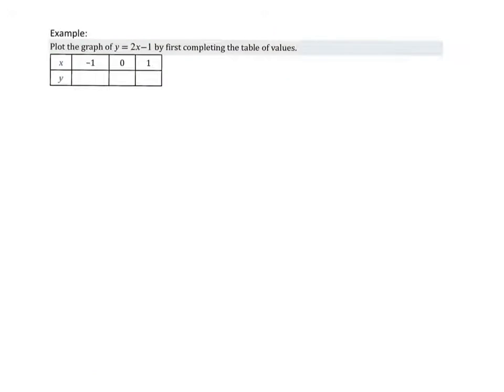In this example, we're asked to plot the graph, not sketch it, plot it. So when we're plotting a graph, we take different values of x and find their y value by using the rule. And then they want us to sketch the graph. So let's fill in this table first. When this is our rule, y equal to 2x minus 1. And I'm going to start with my x equal to negative 1.